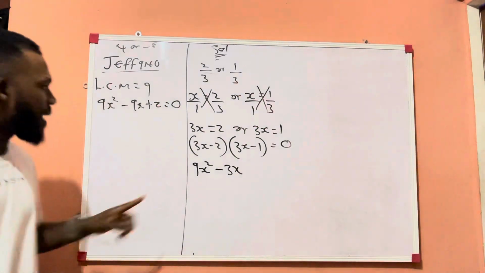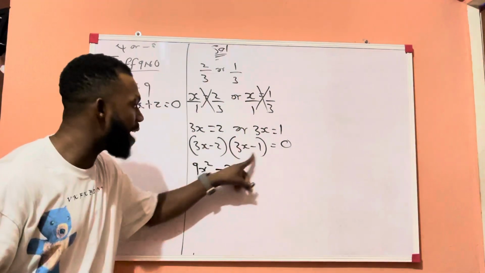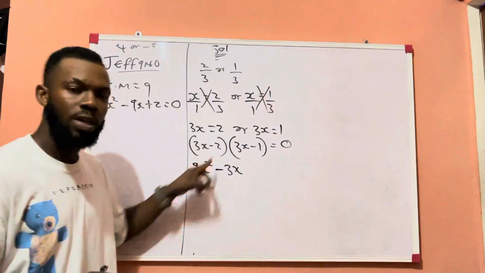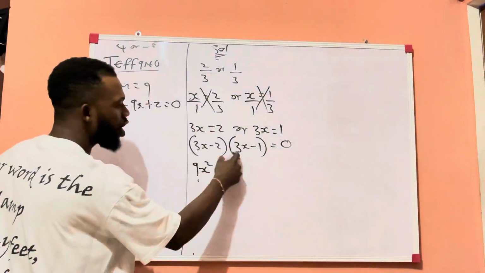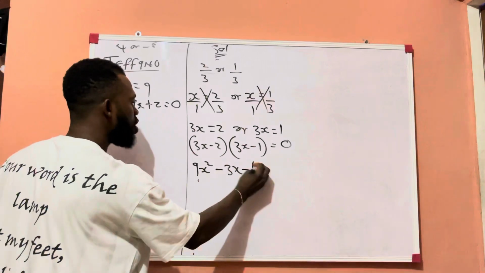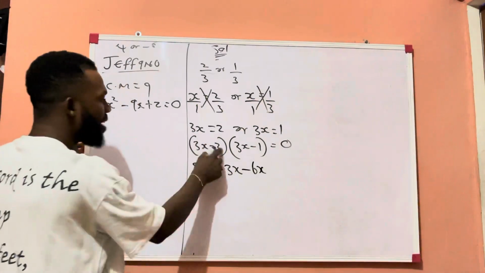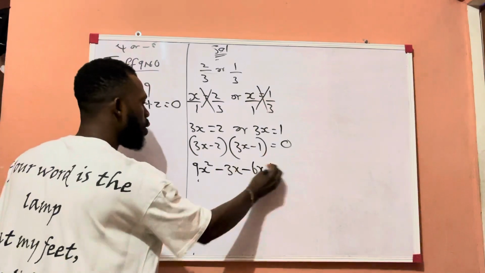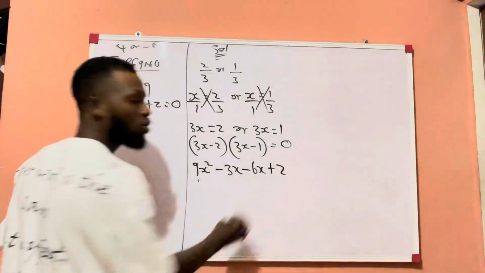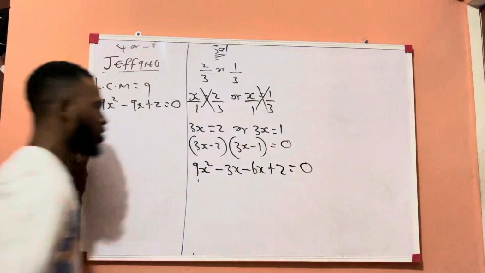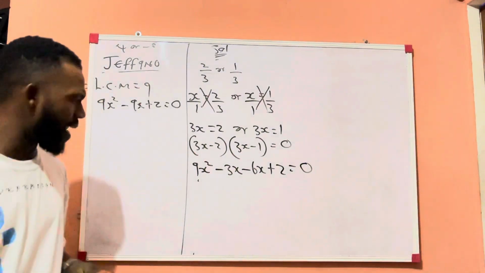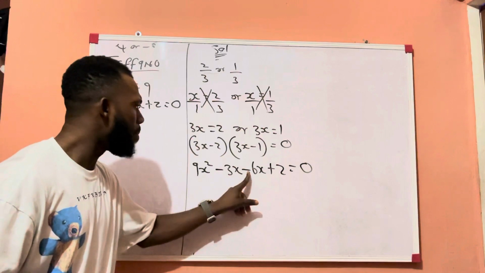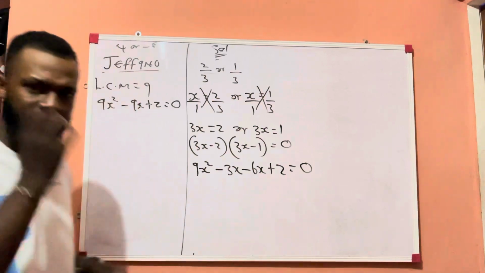Now without wasting time, 3x has multiplied everything inside this bracket. Now what is going to multiply now? Minus 2. Now minus 2 times 3x will give us minus 6x. Now minus 2 will multiply minus 1. Minus times minus gives us plus, and 2 times 1 gives us 2. What do we do? Equal to 0. Now without wasting time in class, you will notice that minus 3x minus 6x is minus 9x.